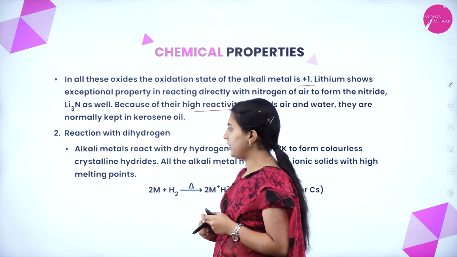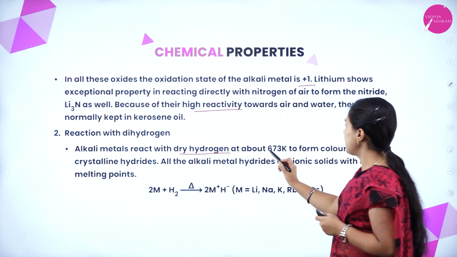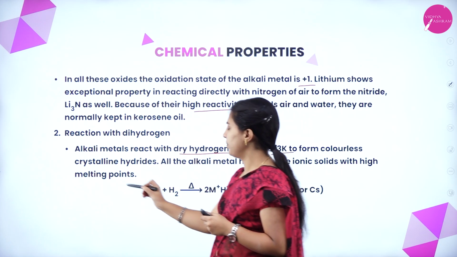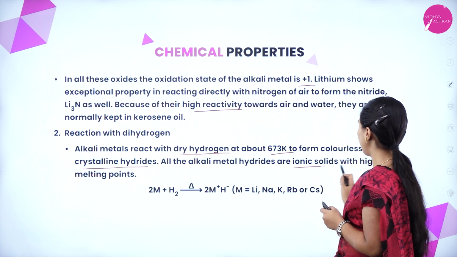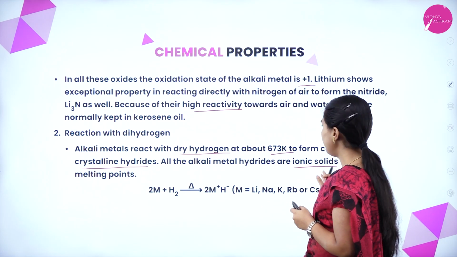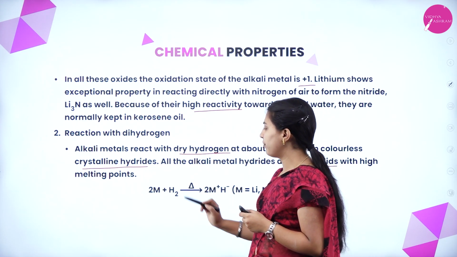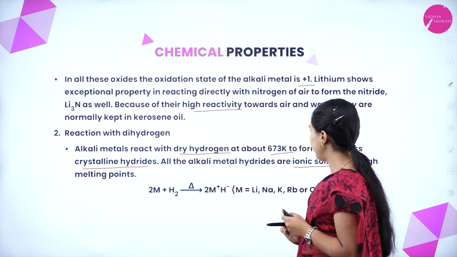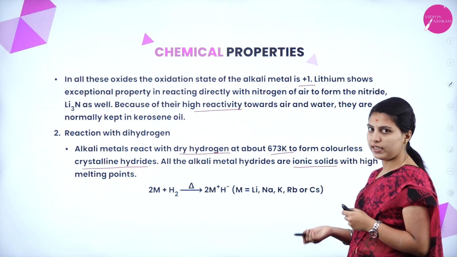Reaction with dihydrogen. Alkali metals react with dihydrogen at 673 Kelvin to form colorless crystalline hydrides. All the alkali metal hydrides are ionic solids with high melting points. Metal with dihydrogen in the presence of heat forms metal hydride. Metal can be lithium, sodium, potassium, rubidium or cesium.